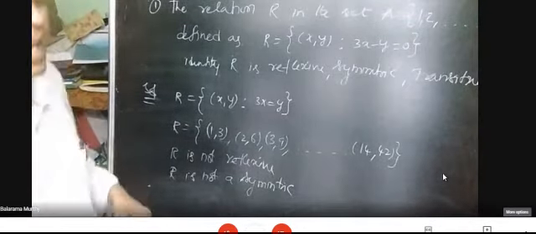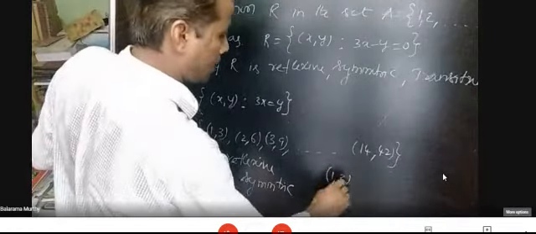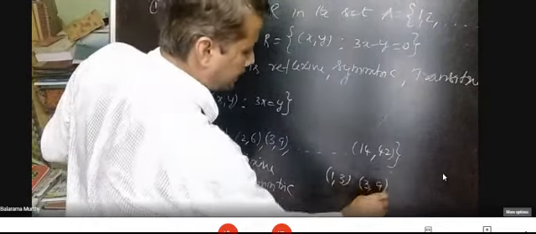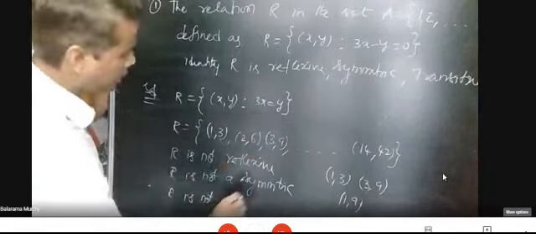Next, what about the transitive? 1 comma 3, then 3 comma 9. Then 1 comma 9 is also there or not? No, sir. That means R is not transitive. But it is a relation, right?